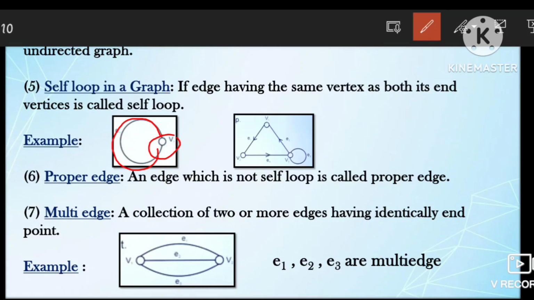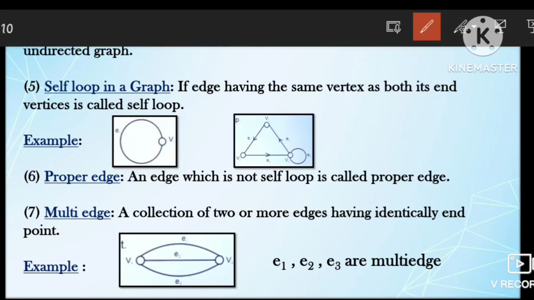Here in this example also you can see that it's a normal directed graph, but at the vertex V3 you can see that the E3 edge is starting from the V3 vertex and ending on the same vertex.